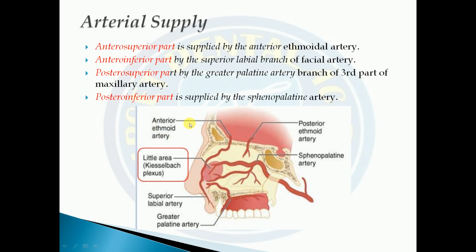So the anterior superior part is supplied by the anterior ethmoid artery, while the anterior inferior part is supplied by the superior labial artery. The posterior superior part is supplied by the greater palatine artery, and the posterior inferior part is supplied by the sphenopalatine artery.